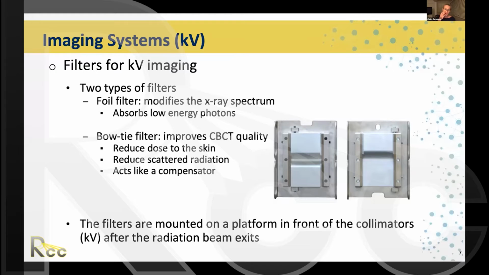Then we also have the bow tie filters. So what these do is improve the ConeBeam CT image quality. They're also helpful in reducing dose to the skin by, again, absorbing low energy photons. They can reduce the scattered radiation hitting the patient, which creates noise in our image, and they can act like a compensator on the patient. So the filters are mounted on a platform in front of the collimators of the KV imaging unit just after the radiation beam exits the unit itself.